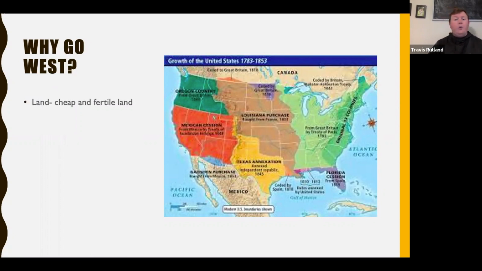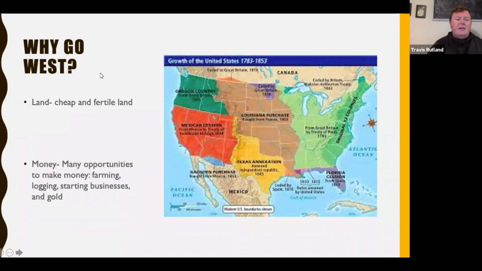So why go west still? First is land. That is one of the big ones. Land out there is cheap and it is fertile. There's a lot of land that the government is willing to sell. It is also very fertile farmland, much like we have here in the Southeast. The Midwest region, Kansas, Nebraska, Iowa, great for farming, still used for farming to this day.